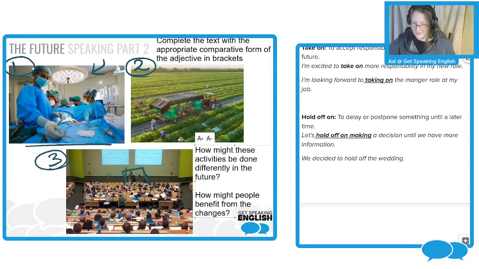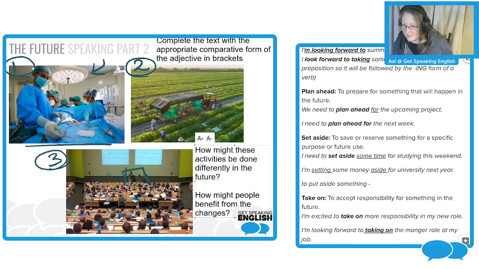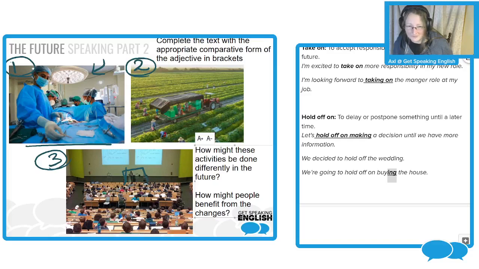So there we're going to delay it, or we're going to hold off on buying the house. So there you can see again another ing form. But yeah, here another way to say you're going to delay something, you're going to postpone something. I think we already talked about to plan out something a little bit here. But yeah, you might plan out something too.